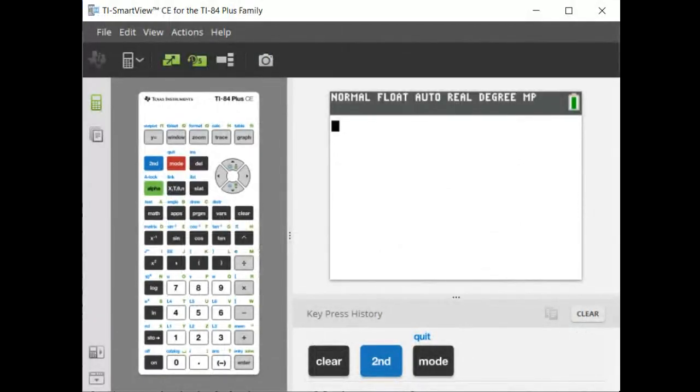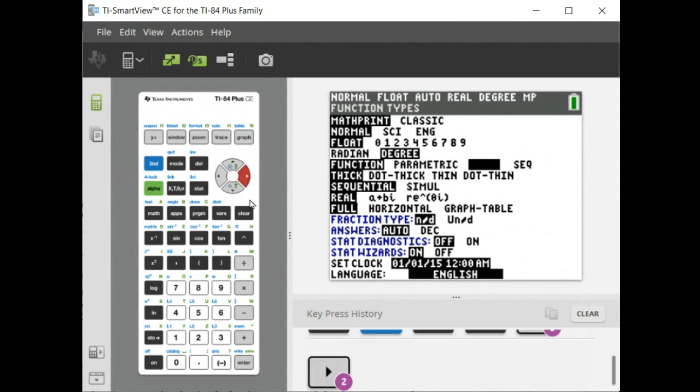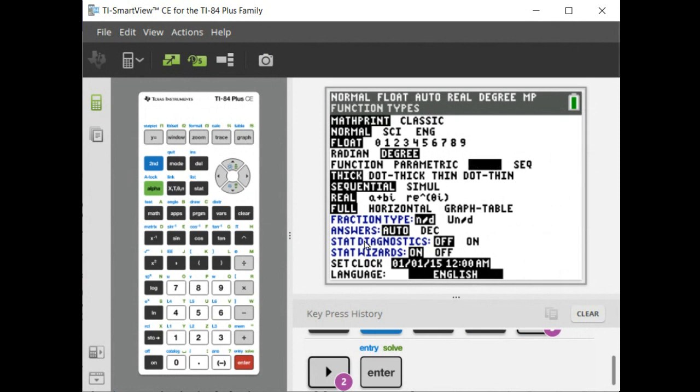Okay, first things first, we need to select our mode. The mode is going to be either radian or degree. Let's use radian. Actually, no, let's keep it at degree, that's fine, so you can see it a little bit better. Then we're going to select polar for our function, and everything else you can leave. If you don't have all these options, that's okay. It just means you have an older calculator that you haven't updated yet.